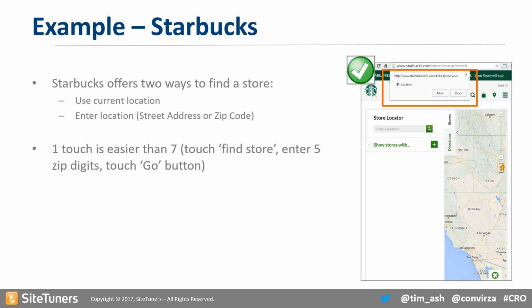Now think about the difference between that and typing in a zip code, because they also have a store locator on their site, and that's, enter location, so I can type in the zip code there. But which is easier for me to do, a 5-digit zip code and hit the go button, or to click one button that says allow location to be used? The answer is obvious. And so one of the things you should do is always take advantage of location awareness whenever your business involves location limited areas.